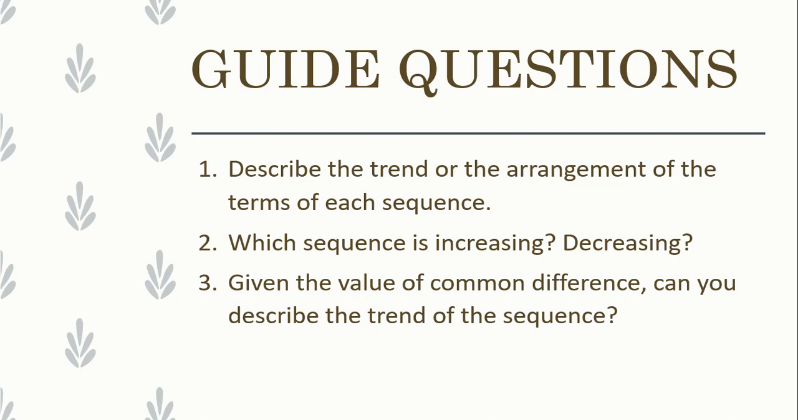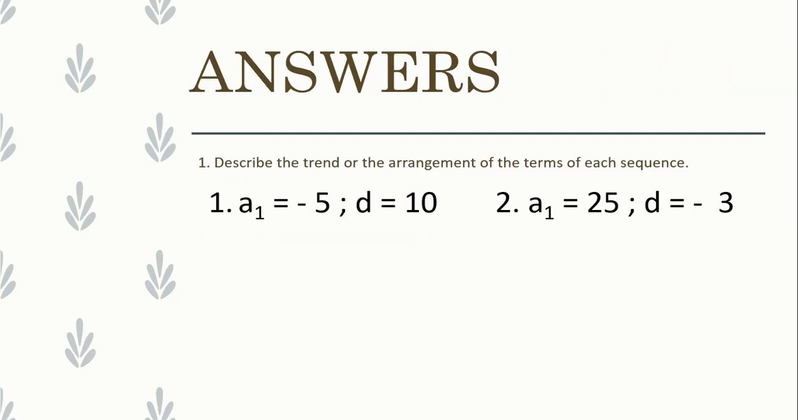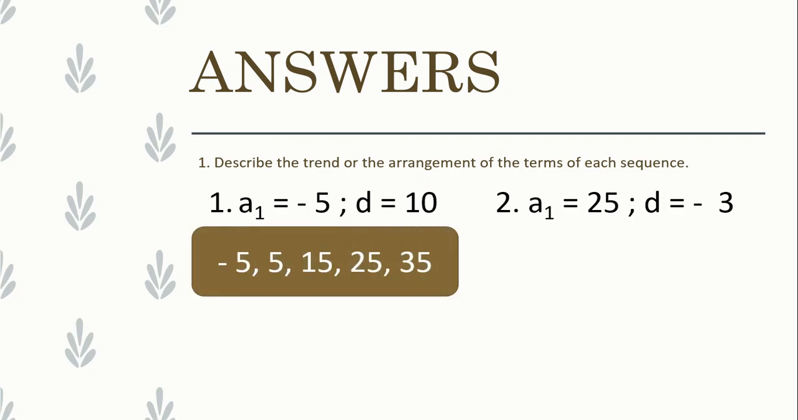Let's now answer the guide questions. Number 1. Describe the trend or the arrangement of the terms of each sequence. In number 1, we have the first term of negative 5, and the common difference is 10, arriving at the sequence whose first 5 terms are negative 5, 5, 15, 25, and 35.